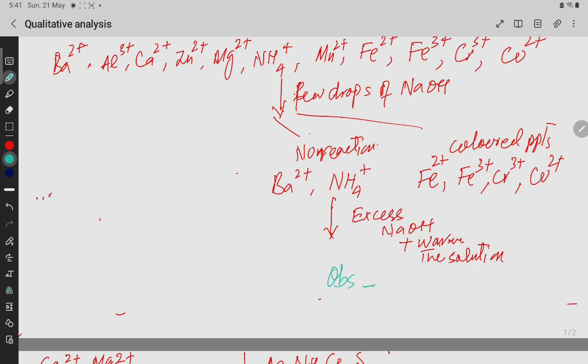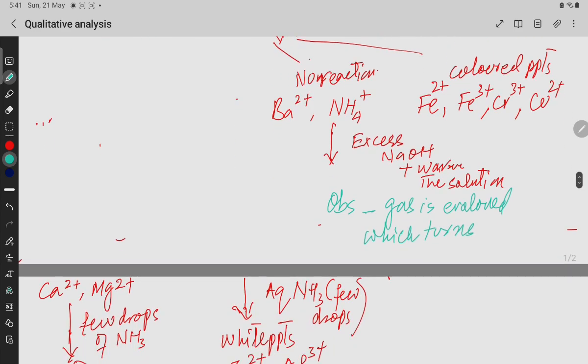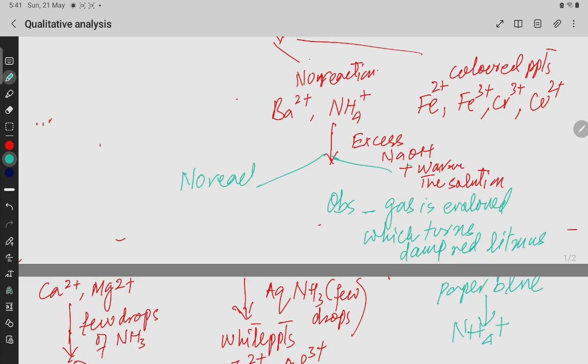If the observation is that a gas is evolved which turns damp red litmus paper blue, it must contain ammonium ions. And if with the addition of sodium hydroxide and warming the solution there is no change, no reaction, it must have barium ion. And this is the confirmatory test of barium ion.